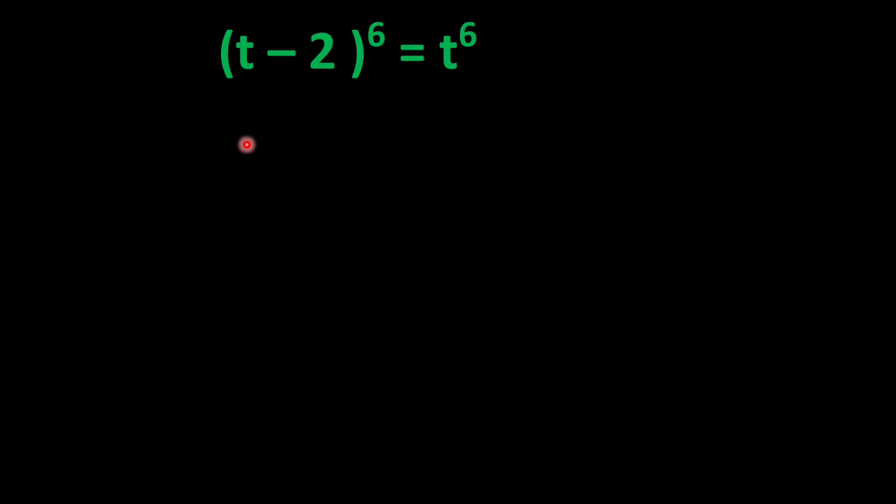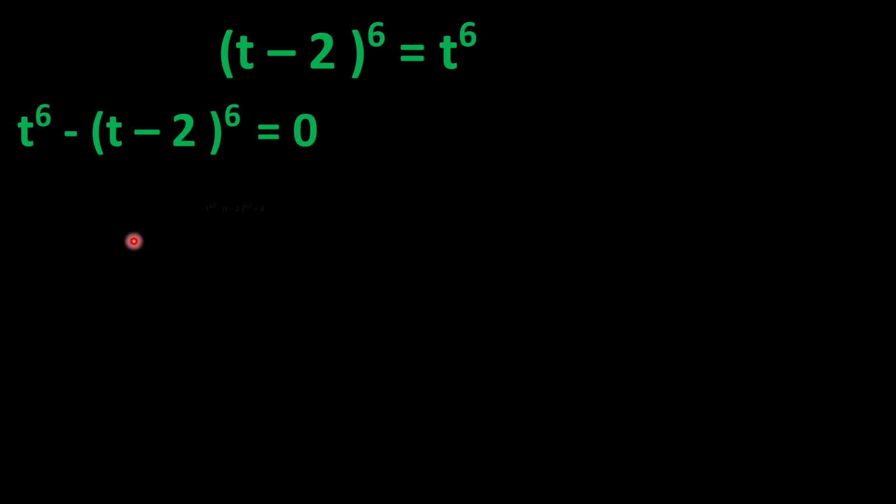Today we have this question to solve: (t minus 2) all power 6 equal to t^6. So first of all we will send this (t minus 2) all power 6 to the other side of the equation. So the equation will become t^6 minus (t minus 2) all power 6 equal to 0.